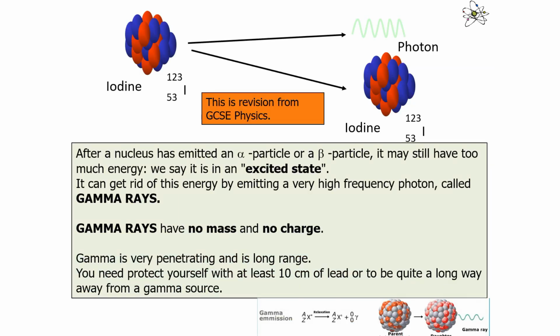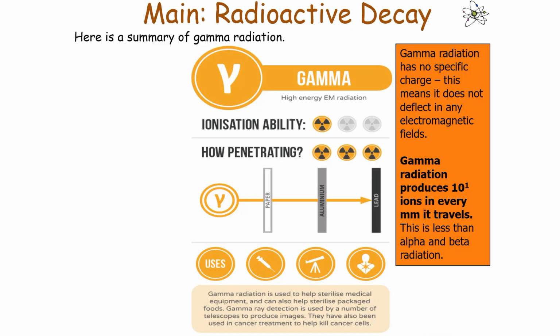Now, after a nucleus has emitted either an alpha or a beta particle, it can have too much energy. So we say it's in an excited state. So it tends to get rid of this energy by emitting a very high frequency photon called a gamma ray to go back to ground state. Now, gamma rays have no mass and no charge, but gamma radiation is very penetrating and has a long range. So you need to protect yourself with at least 10 centimeters of lead or be quite a long distance away from a gamma source. So gamma radiation has no specific charge, and it produces 10 to the 1 ions in every millimeter it travels.